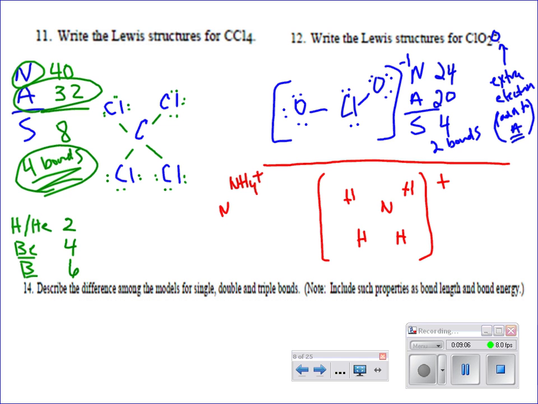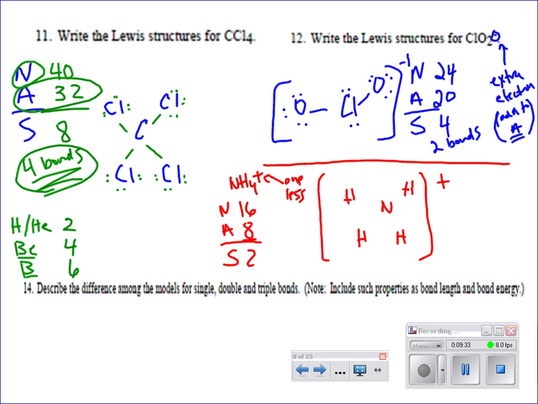All right. So needed, available, shared. How many do we need in a perfect world? Nitrogen needs 8. Each hydrogen needs 2. 2 times 4 is 8, so that's 16. Nitrogen actually has 5, but hydrogen has 1, so that's 9. What does the plus mean, though? 1 less. So 9 minus 1 is 8.